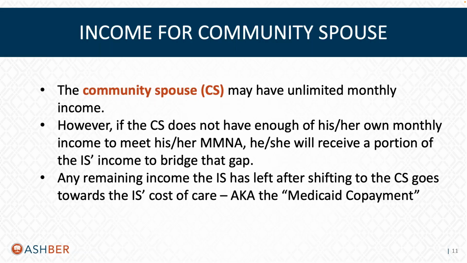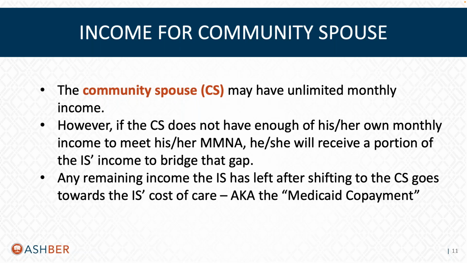So we talked about the income for the community spouse a little bit. I want to stress that when it comes to eligibility for the community spouse, there's really no income limit at this time for the community spouse. So they could have $10,000, $15,000 per month in income while their spouse is on Medicaid. That may not always be encouraged, but it is definitely something that they are entitled to because there's not necessarily an income limit per se.